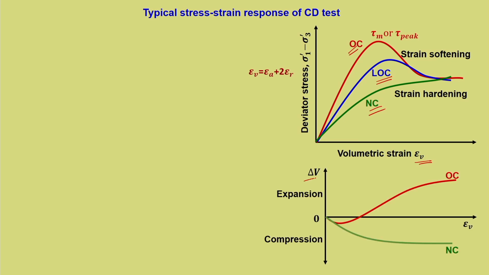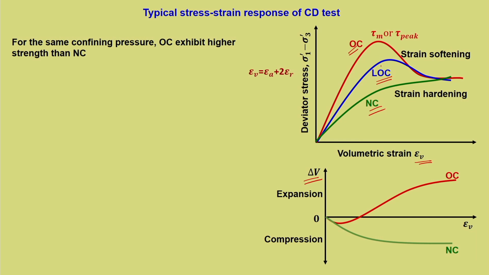Now, here please note it is delta V. Delta V is the volumetric change. In the CU test the only difference is that instead of delta V it is delta U. Okay. So, for an over consolidated sample there is an initial compression followed by dilation, and for NC there is progressive compression. For the same confining pressure OC exhibits strength higher than NC.